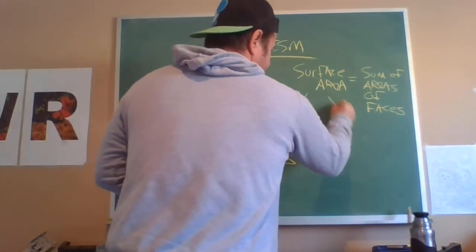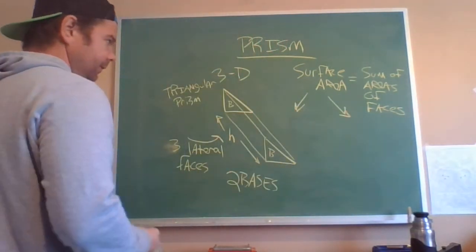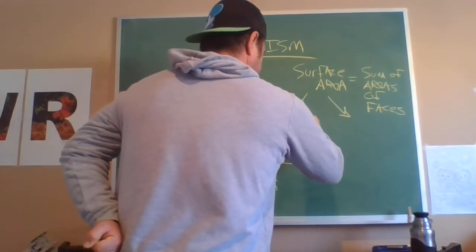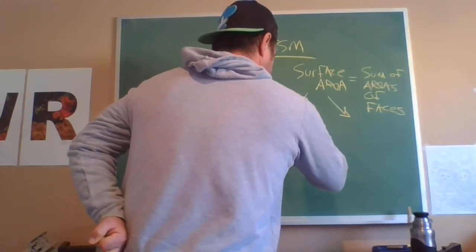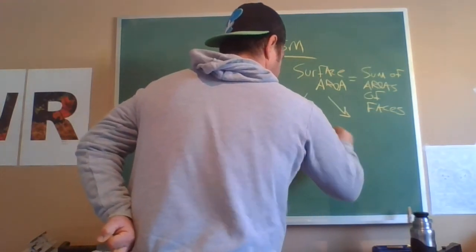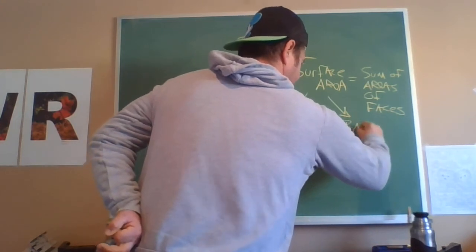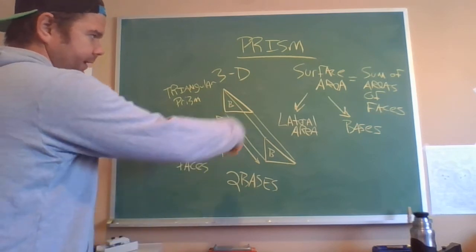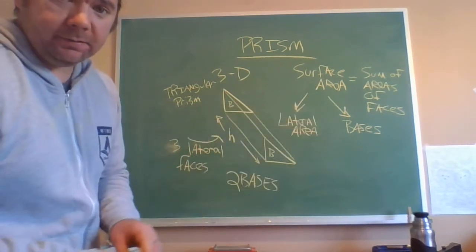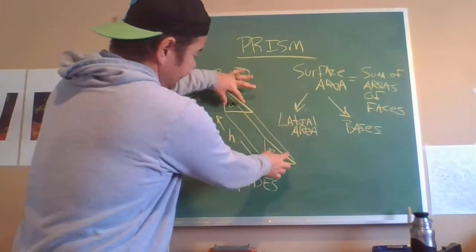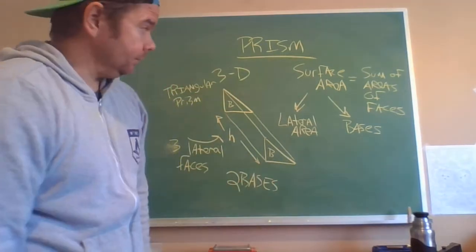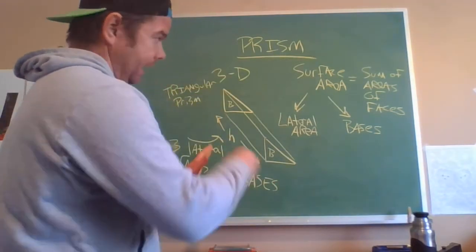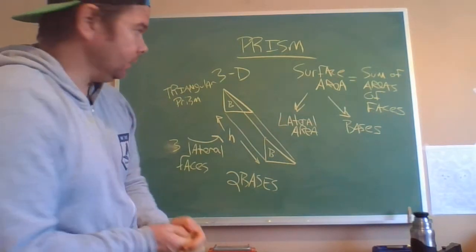Surface area can be broken down into two different parts, those two parts being lateral area and bases. So what is the lateral area versus the bases? Well, I think the bases is obvious, right? Two of the faces of the prism are always going to be the bases. So that we'll put aside and come back to later.